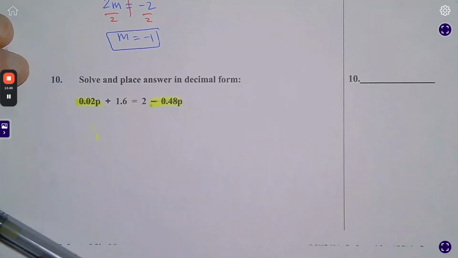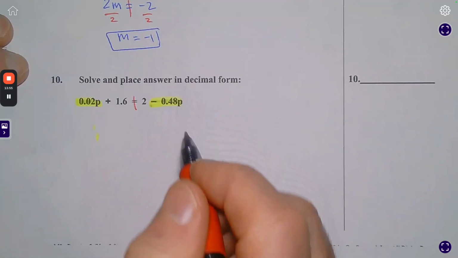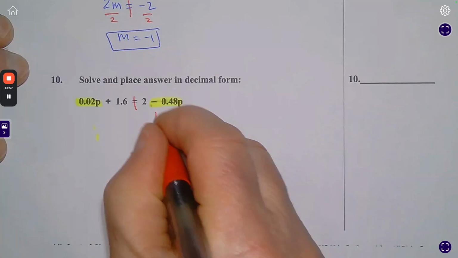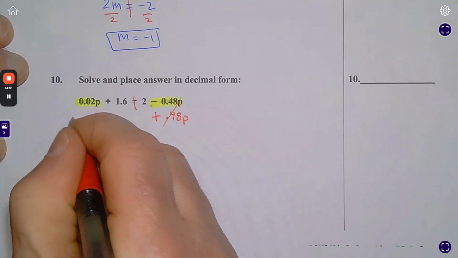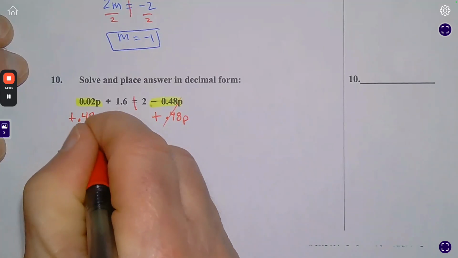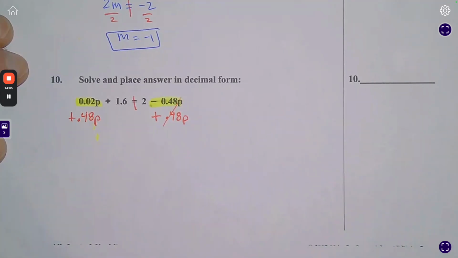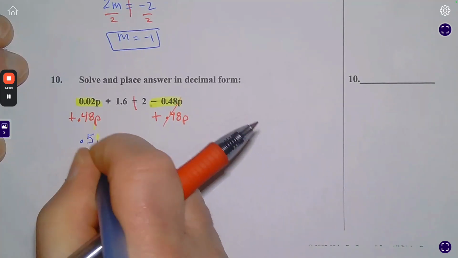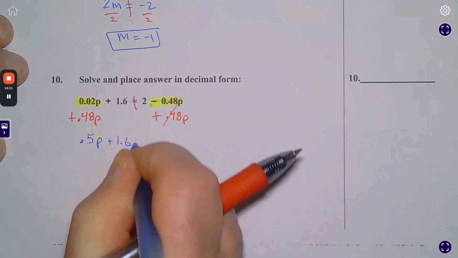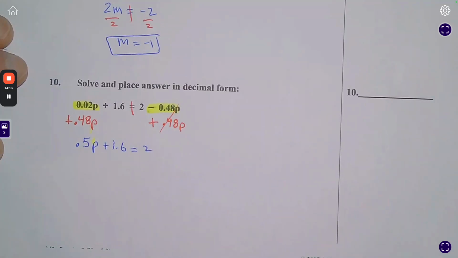Those are my variable terms, so I need to move those over to the left. So I'm going to do the opposite of a minus 0.48. That's a plus 0.48. That goes to 0. Add that to here. Use your calculator if you need to. If you feel confident, then add those up. You get 0.5p plus 1.6 is equal to 2.